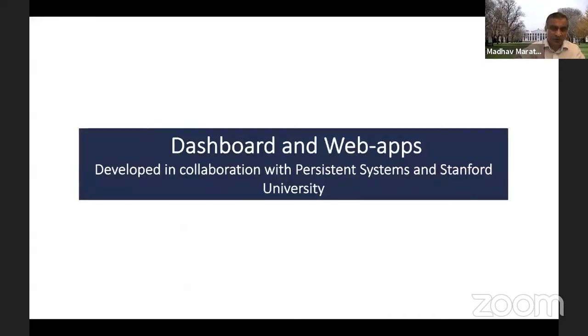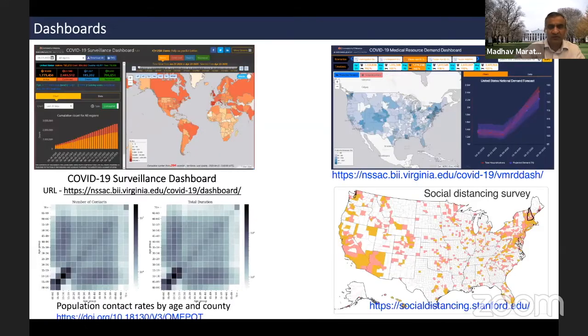So what we have done over the last 4 months for COVID is build a number of different dashboards to support decision makers. One that is quite popular, probably second to the Johns Hopkins dashboard, is a surveillance dashboard that we built early on, very similar in form and content but with a few different features than the Johns Hopkins dashboard that many of you, I'm sure, know.